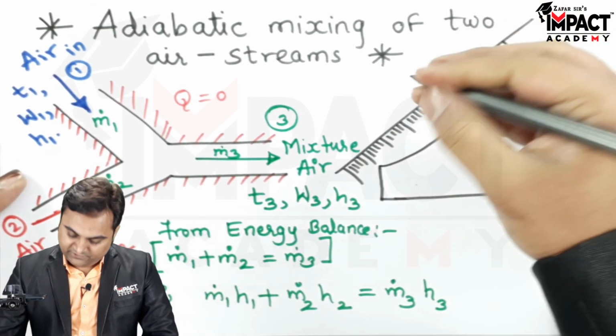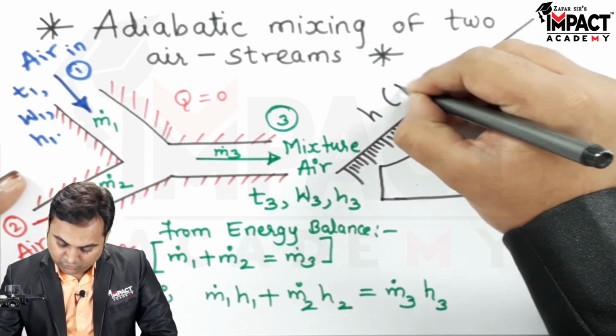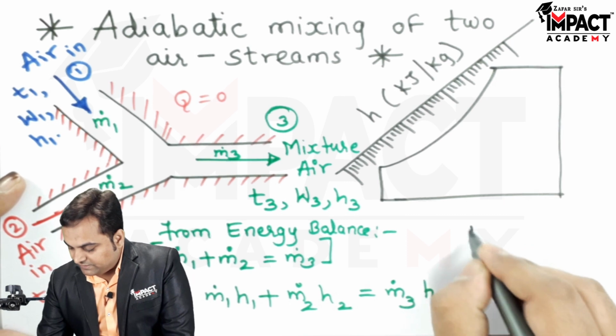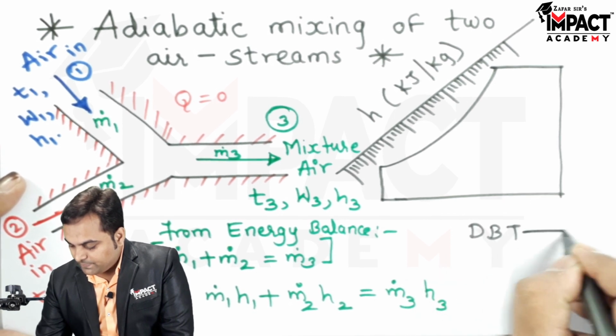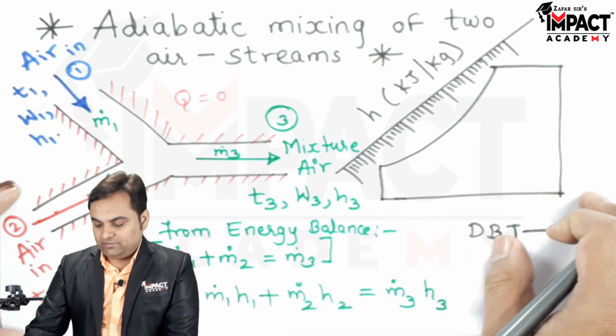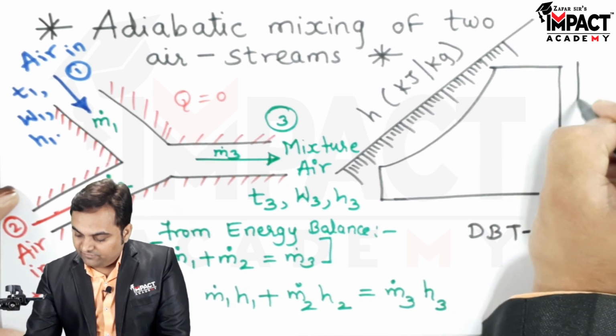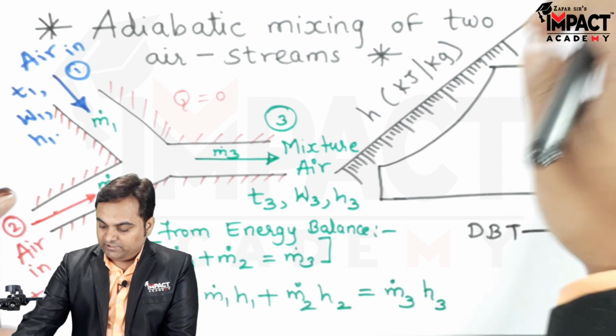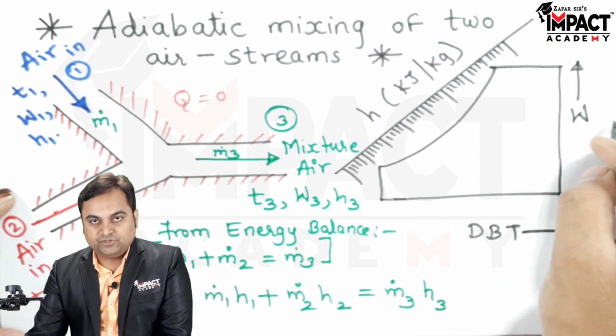So this scale is indicating specific enthalpy. Unit is kilojoule per kg. Here we have the dry bulb temperature of air on the horizontal line, and here we have the specific humidity denoted by W on this vertical line. Unit is kg per kg of dry air.